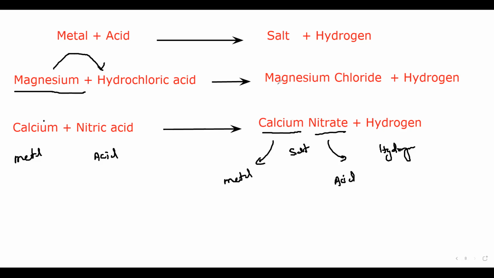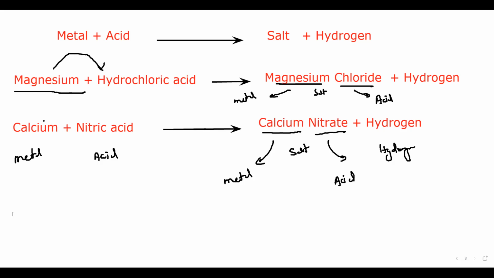Same thing happens here. When magnesium reacts with hydrochloric acid, this forms magnesium chloride. How is magnesium chloride formed? Because it is a salt. The first name of the salt comes from the metal and the second name of the salt comes from the acid. So if it's hydrochloric acid, then the salt will be chloride. If it's nitric acid, then the salt will be nitrate.